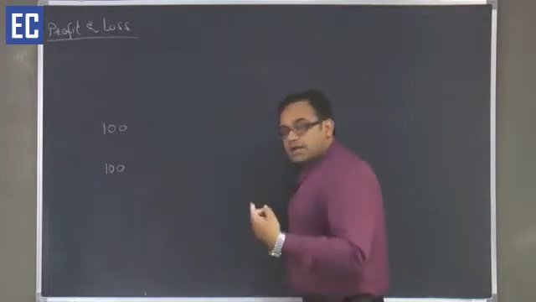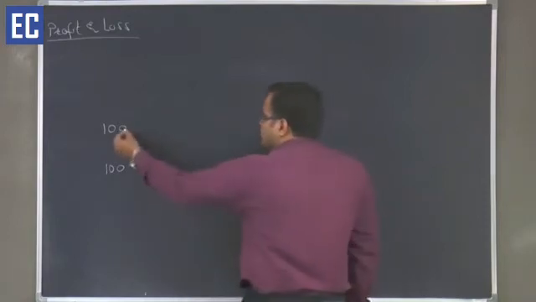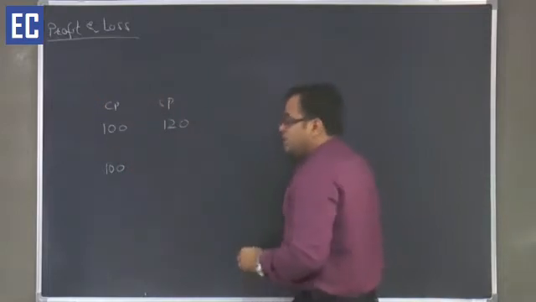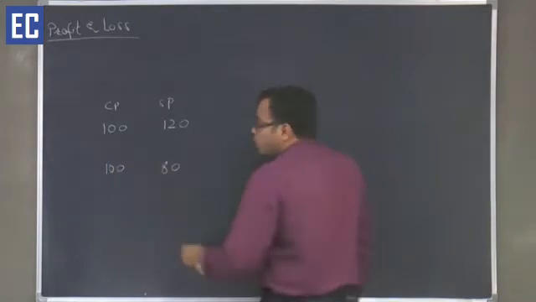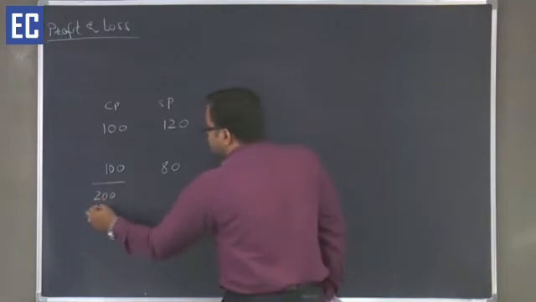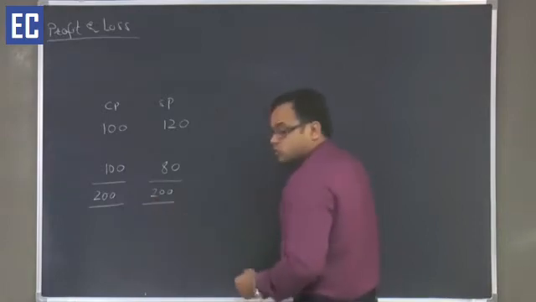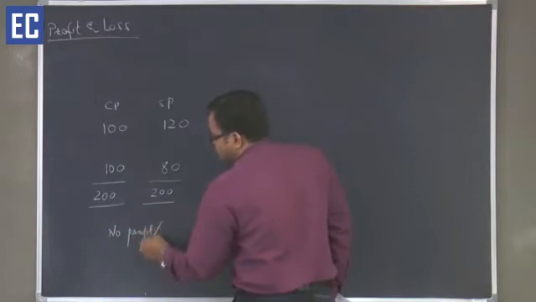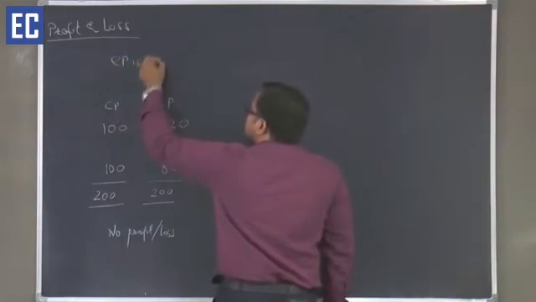One item is sold at a profit of 20%, the other item is sold at a loss of 20%. So from 100, 20%, the first item is sold at, so this is CP, this is SP, profit of 20%, so 120. The other item is sold at a loss of 20%, so this is sold at rupees 80. On the whole, 100 plus 100, 200 rupees is my CP, and 120 plus 80, 200 rupees is my SP. So on the whole, there is no profit or loss. This is the case when the CP is same.